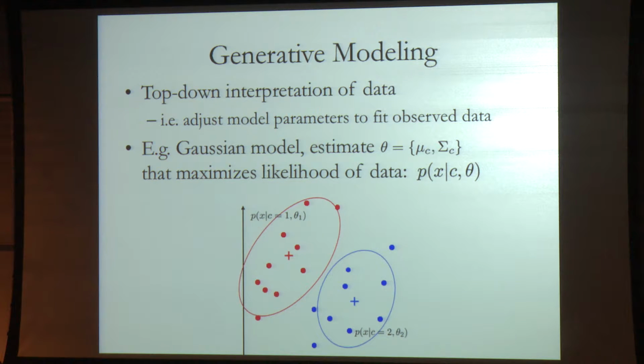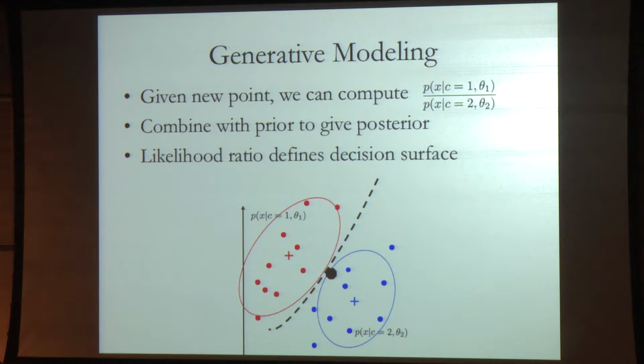The key point, from a high-level point of view, is that it's a top-down explanation of the data. You're adjusting those model parameters so that you can best explain the data that you see. That's the training phase of the whole setup. At test time, you'll be given a new data point, and you can compute its probability under the two density models, the red density and the blue density. That gives you this likelihood ratio, and then you can combine it with your priors to give the posterior ratio between the two.